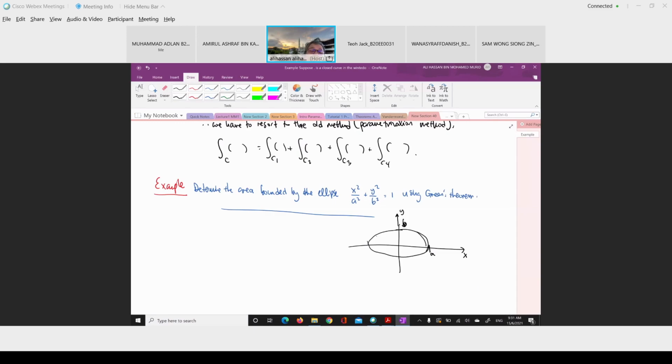What is the area? Remember the area of an ellipse? It is already known that the area is pi ab unit squared. You can derive it using a double integral, using the parametrization method. So let's use the Green's formula, the area formula.